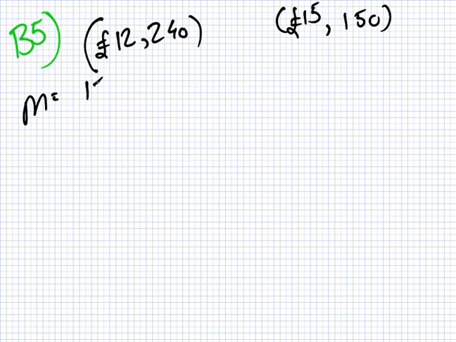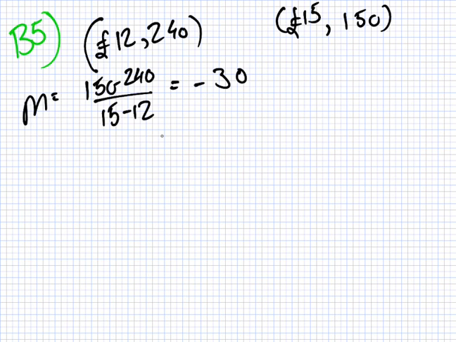Okay, first part is find the equation of the line. So you have M equals 150 minus 240 over 15 minus 12, which is minus 30, I think. Let's double check that. 150 minus 240 over 15 minus 12, yeah, minus 30.